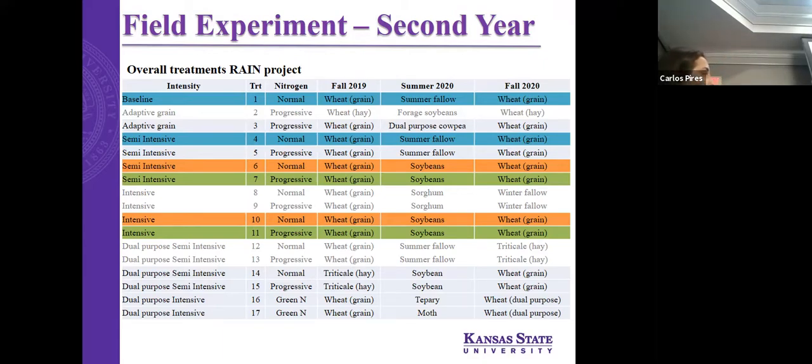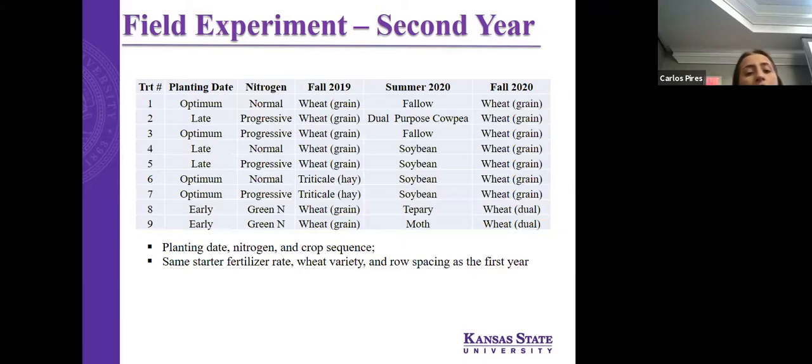Those treatments that have the same color, the blue colors, are basically the same as this year, so they did not differ in anything. The orange as well and the green as well. I do not have the column here for planting date, but we also have different planting dates for these treatments for winter wheat. But they're also the same planting dates for the treatments that have the same color. So basically we end up with 9 treatments, and that's how we analyzed.